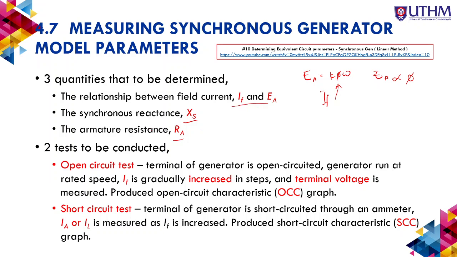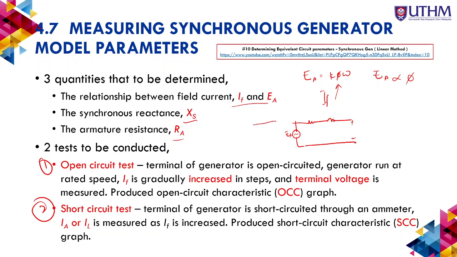In order to determine these three things, we need to conduct two kinds of tests. The first one is the open circuit test, and the second one is the short circuit test. By doing the open circuit test, the terminal of the generator is open circuit. Do you still remember the equivalent circuit? We assume like this, and this is the terminal, which is open circuit. This is EA. The generator runs at a rated speed.